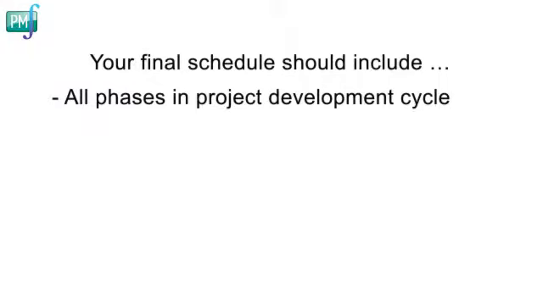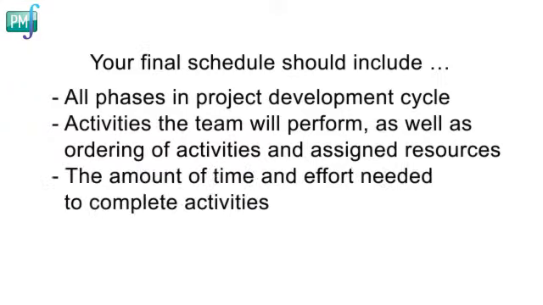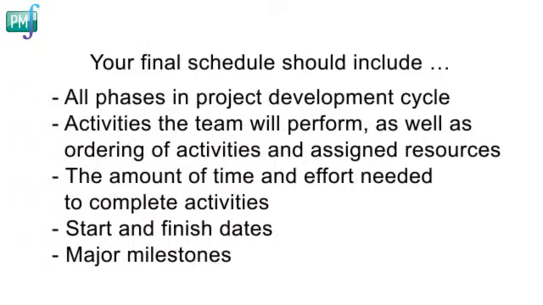There are a number of items that you should be certain to have in your final schedule. These include all the various phases in the project's development cycle, activities that the team will perform, the ordering of those activities, and of course, resources assigned to those activities. Also, a measure of the amount of time and effort required to complete activities. You also need start and finish dates and major milestones.